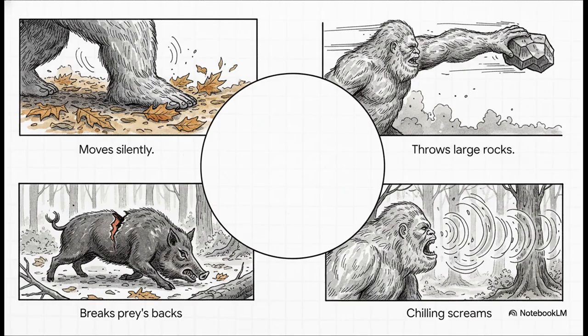I mean, really think about this toolkit for a second. It can move through dry brush without making a sound. It can reportedly throw huge rocks with enough accuracy to stun a deer. And its physical power is just immense, capable of taking down large game like wild hogs. This is an intelligent, highly adapted predator.